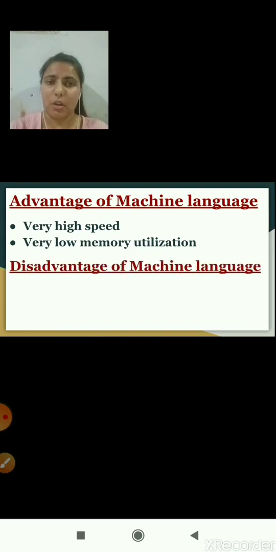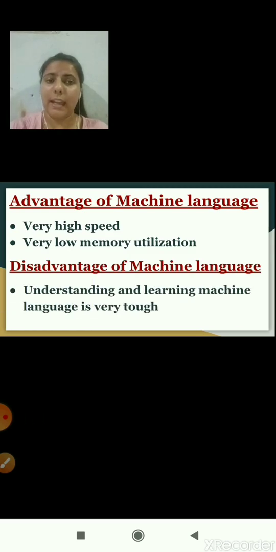Advantages of machine language. Very high speed of execution of programs, and very low memory utilization. Disadvantages of machine language. Understanding and learning machine language is very tough and time consuming.